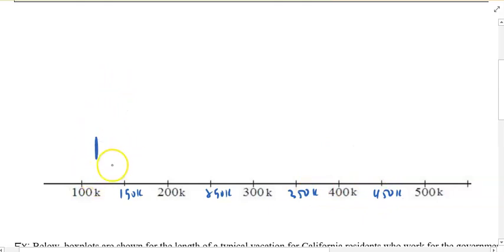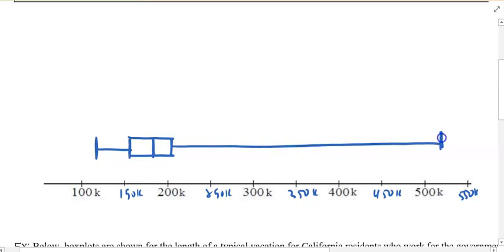So 128,000 is about right there. That stands for 128,000. And then we're going to look at 525,000, which is about, this is 550,000. So halfway right there. And we're going to put in the next number up, 163, so that's 150, about right there, and 176,000 is about right there, and 210,000. So the box plot looks like this.